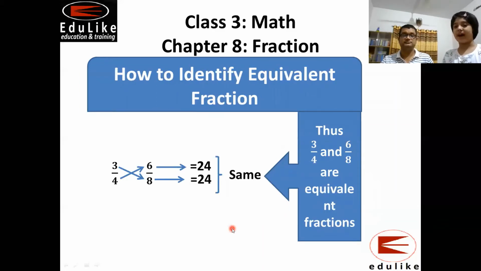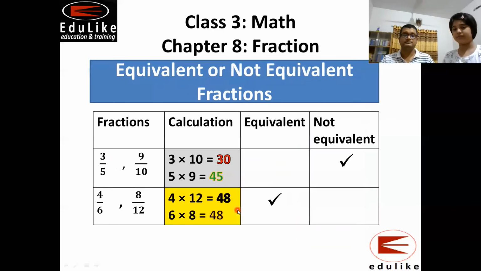How to identify equivalent fraction? If we take two fractions, 3 by 4 and 6 by 8, we see 3 multiplied by 8 is equal to 24 and this 4 multiplied by 6 is equal to 24. So this 24 and this 24 are the same. Thus, 3 by 4 and 6 by 8 are equivalent fractions.